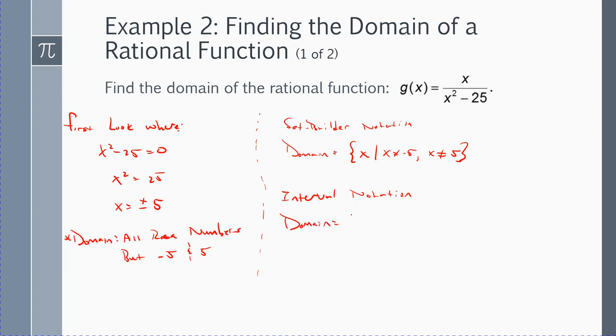So the domain here, you would start at negative infinity and you'd go to negative 5. And then you'd pick up right at negative 5, and guess what? You'd go to 5 again, so it'd be all numbers between negative 5 and 5, and then you'd pick up at 5 and go to infinity here. So the interval notation here is a little bit harder for this.